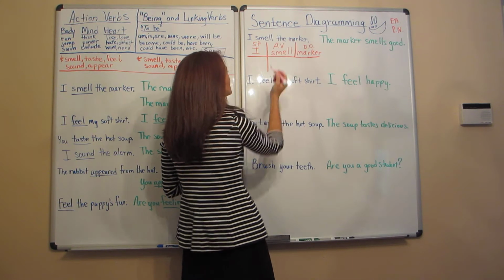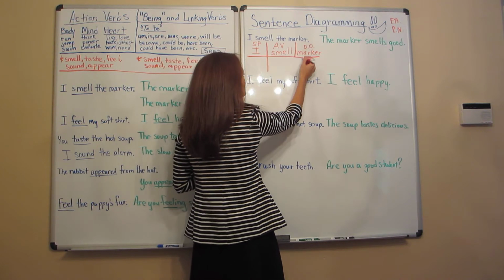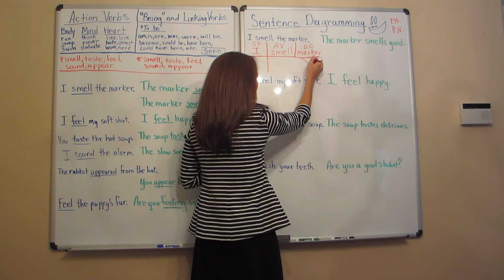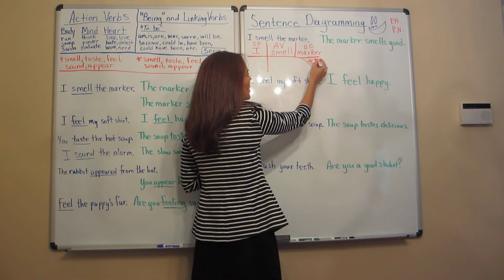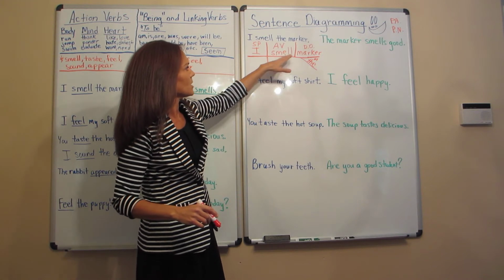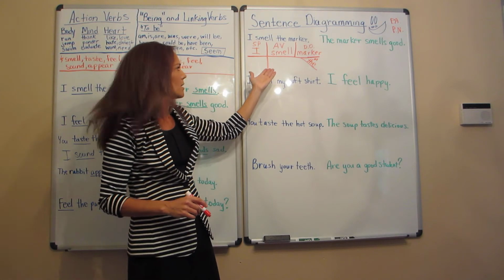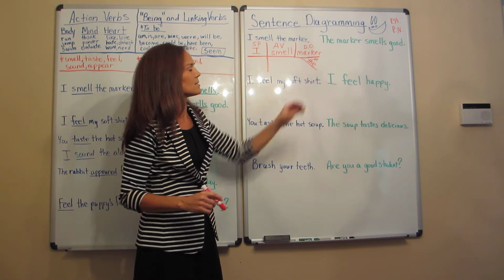I smell the marker. Where does the go? Is it the smell? Is it the I? Or is it the marker? Well, it's the marker. So it comes off on a slanted line under marker because it modifies marker, and we put it as a modifier. For every sentence that has an action verb and a direct object, this is how you diagram it. Subject pronoun, action verb, direct object, and the is a modifier.